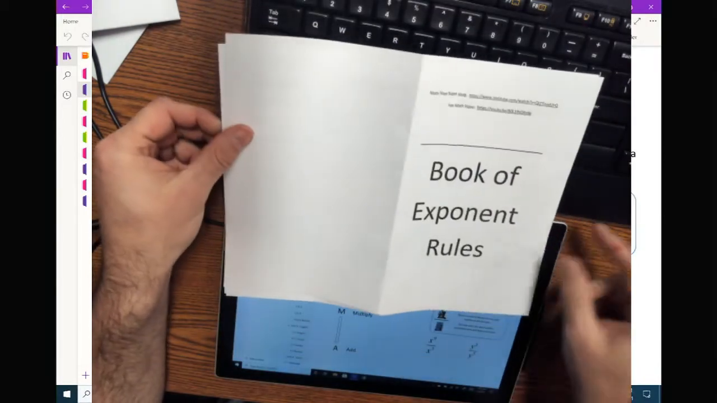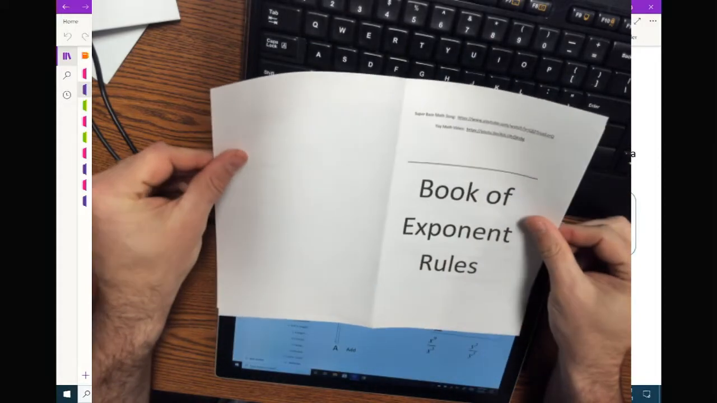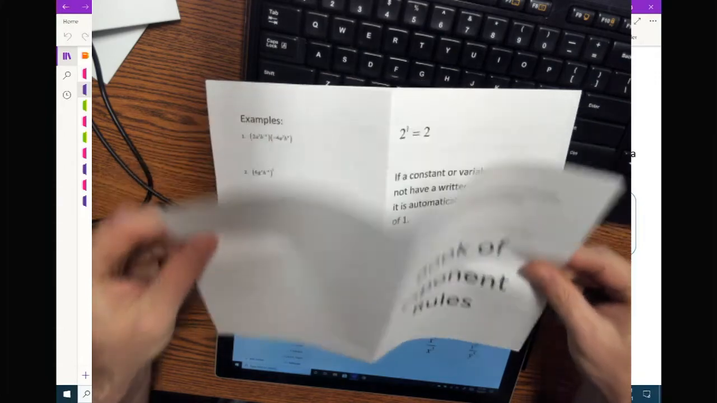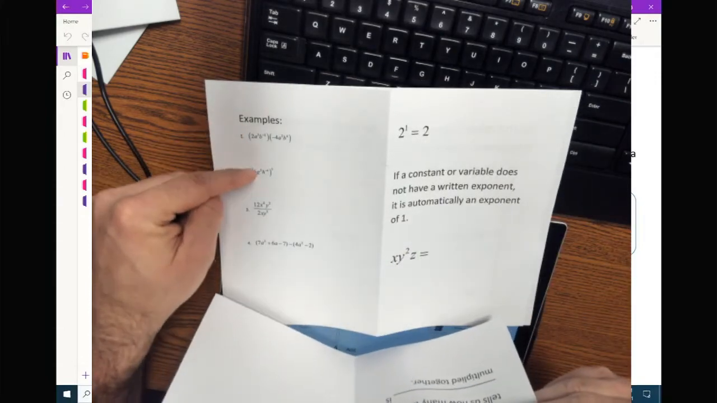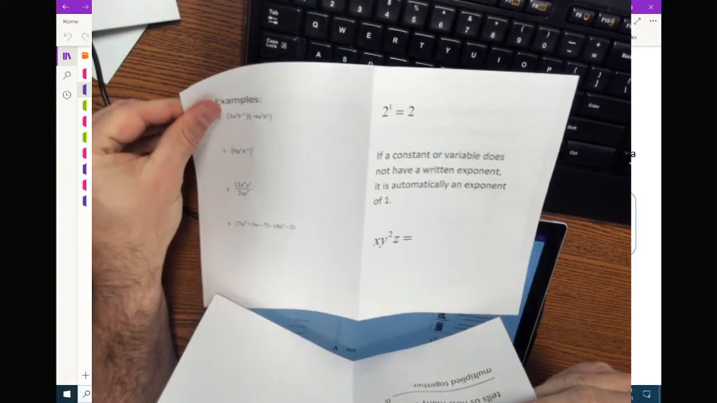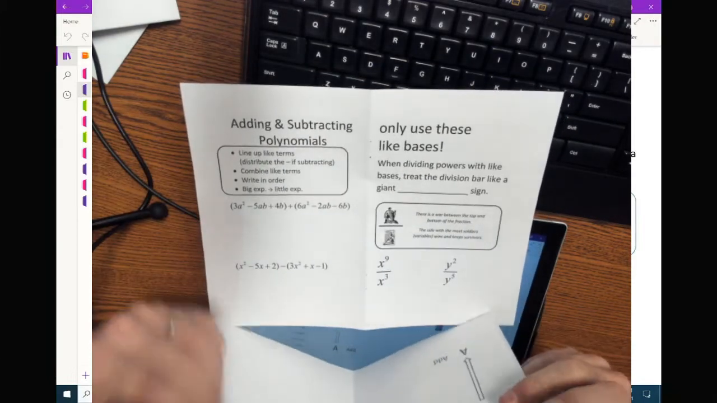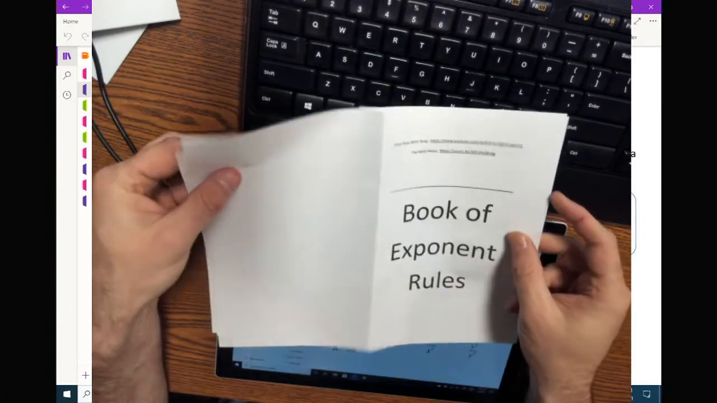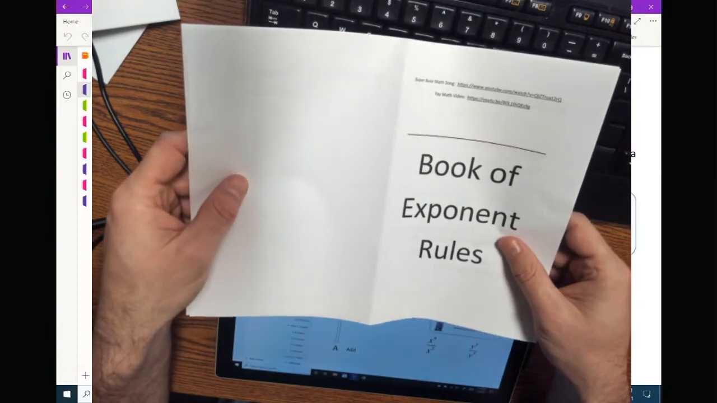And so what I want you to do, if you got them out of order when you printed it, put them in this order. Put the exponent rules on top. Then we've got this one with the examples on the left, and then 2 to the first equals 2. That's going to be page 2, facing this direction. Then adding and subtracting polynomials goes last. And you should have double-sided them. If not, good luck. You can match all that up.